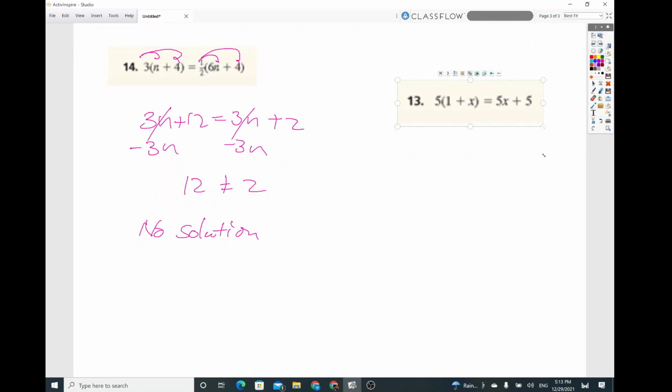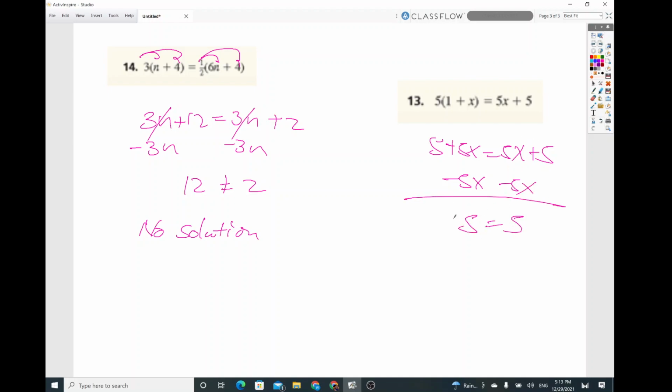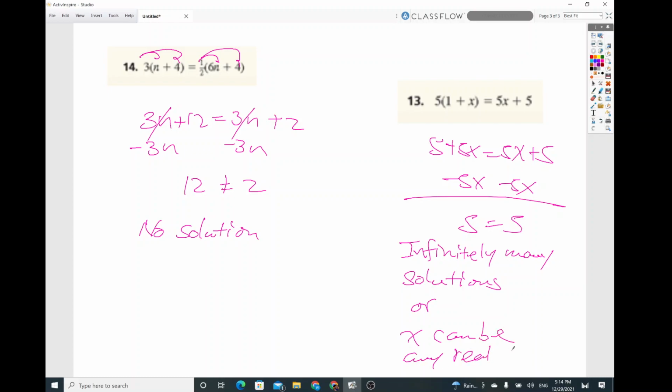And 13. So what happens if I distribute that 5 there? So this will be 5 plus 5x. So that equals 5x plus 5. Well, this one is pretty much the same kind of expression on both sides. If that's the case, you just cancel out the 5x, subtract 5x from both sides, so we do have 5 equals 5. If that's the same kind of expression or same kind of number on both sides, so that means this one would be infinitely many solutions. So that means x can be any real number.